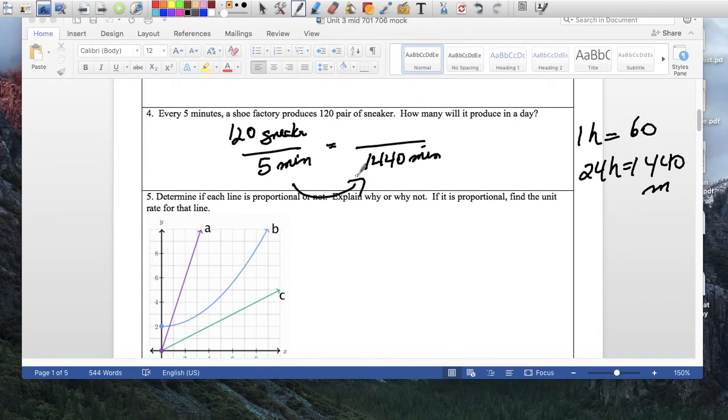Find the relationship here. How does 5 become 1,440? Well, let's divide that by 5. And our multiplier here is 288. So I'm going to multiply the top by 288. And 288 times 120 equals, so in 1 day, they can produce 34,560 sneakers.